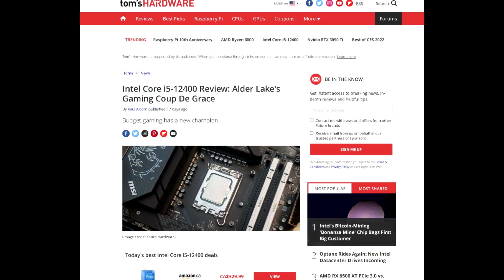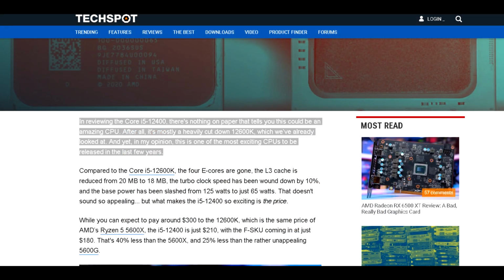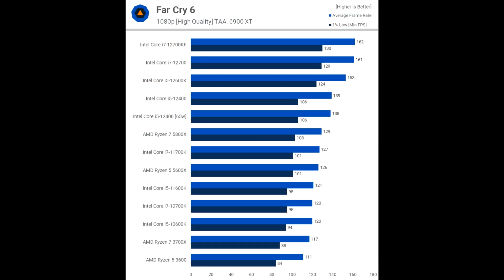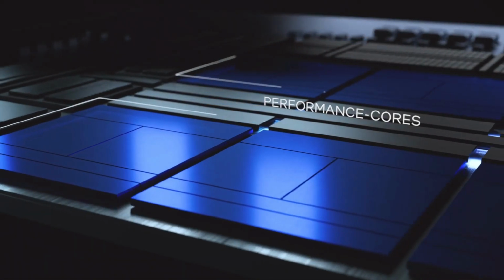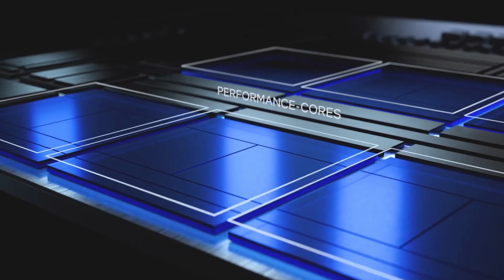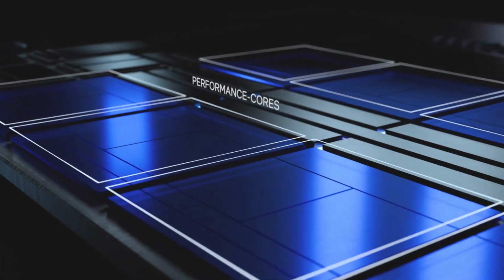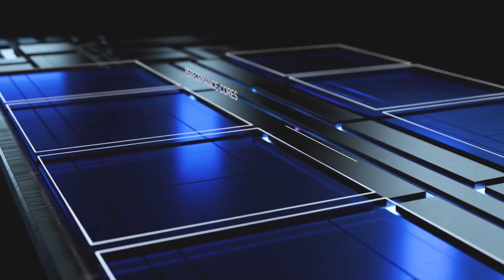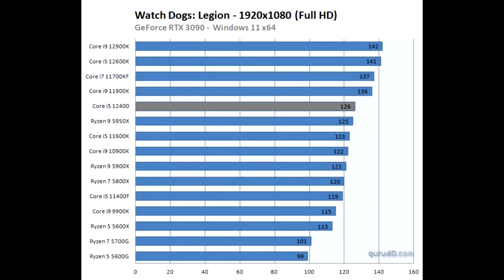Reviews of this chip across multiple outlets were generally positive. Depending on the title, this chip was able to deliver performance that was not too far behind its K-SKU'd counterpart, and even bested AMD's Ryzen 5000 series in some titles such as the 5600X, which was the go-to CPU for gamers before Alder Lake. Let me remind you guys again that this is a CPU that only costs a little over $200 US, and is competing with AMD's top-tier CPUs like the 5950X, which cost significantly more.